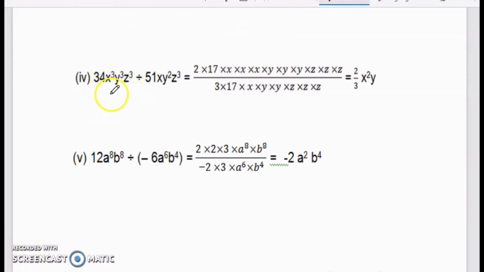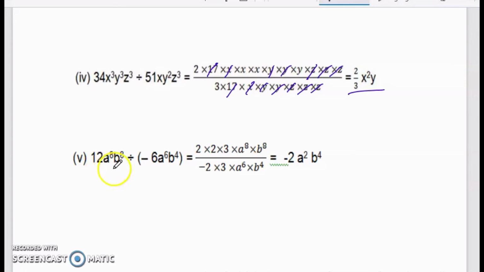So the next one also 34 x cube y cube z cube divided by 51 x y square z cube. Then you will cancel out the common factors. So 17 is there in both numerator and denominator. Then here you can cancel out 1x. You can cancel out both the y's with your 2 y's. And you can cancel out all 3 z, and here also you have 3 times z. So you have only now 2 by 3 x square y. This is the answer.